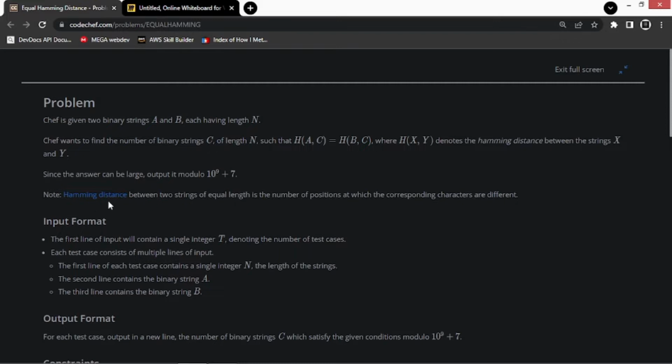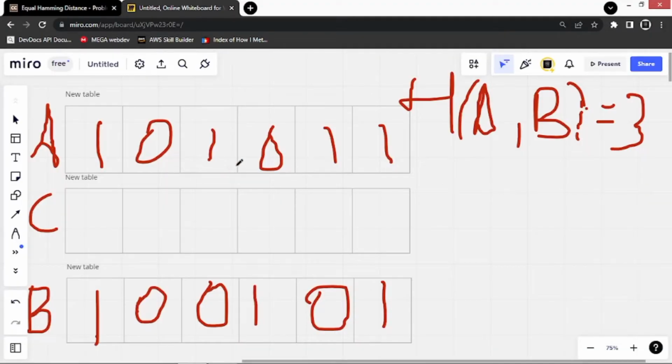Hamming distance is quite popular in competitive programming, so let me tell you what it is. Between two strings of equal length, it is the number of positions at which the corresponding characters are different. Suppose we are given two strings 1 0 1 0 1 1 and 1 0 0 1 0 1. The positions in which the strings are different are the third position, 1 and 0, the fourth position, 0 and 1, and the fifth position, 1 and 0. So the Hamming distance between these two strings is 3.